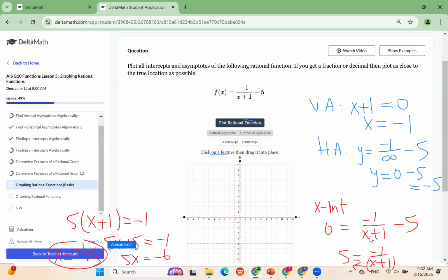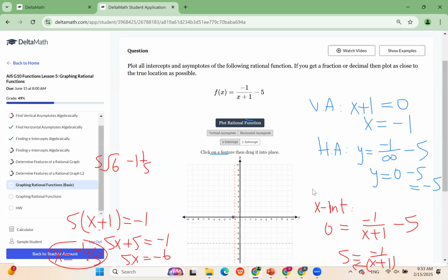This is the x-intercept. So this is a decimal. I should be able to plot it roughly. So -6 over 5. You divide 6 by 5, you get 1 and 1 over 5. So it's -1 and 1 over 5. So somewhere between -1 and -2, but closer to the -1.